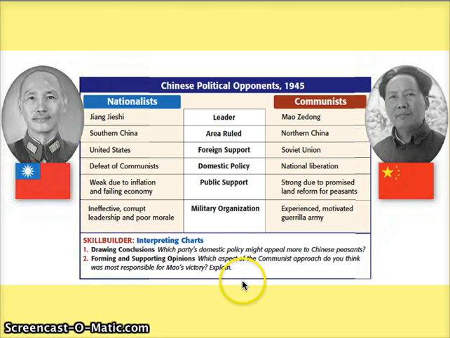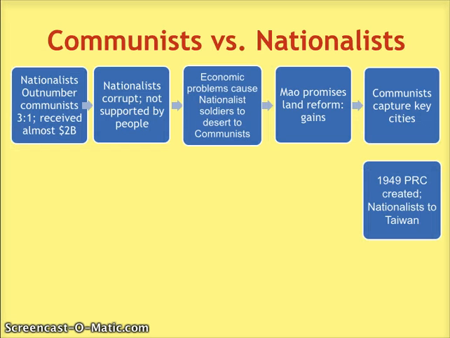What I'd like you to do, this is your first question, drawing conclusions. Which party's domestic policy might appeal more to Chinese peasants? You can put this in a graph if you would like. Also, which aspect of the communist approach do you think was the most responsible for Mao's victory? Looking at all these different things, what is the most responsible for why Mao ends up being the leader?